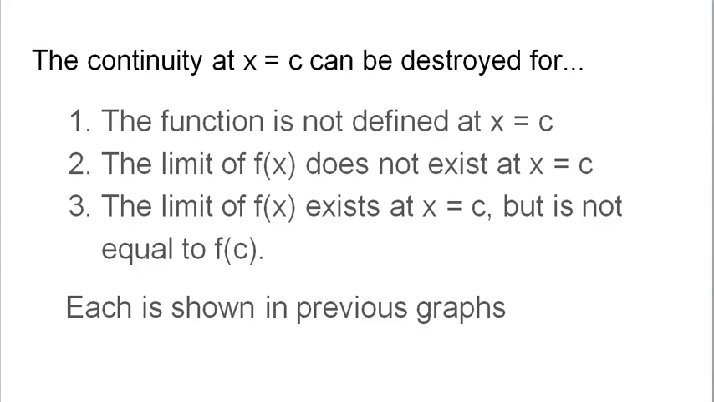So essentially, there are three different ways that continuity can be destroyed. If the function does not exist at c, then you cannot have continuity at c. If the limit does not exist as you approach c, you cannot have continuity at that point. And if the limit does exist, but it's not equal to where the function exists, you also will not have continuity. So in that third example, you might have a limit that exists, you might have a point that exists, but if they're not the same, you're not going to have continuity.